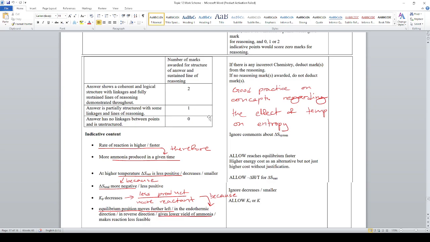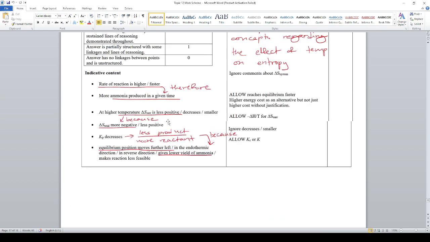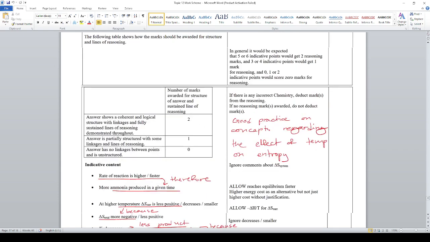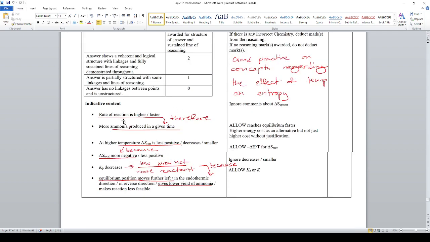This is again a good piece of write-up to use. This time the question is about entropy, to explain one advantage and one disadvantage of a higher temperature. Here I've also connected these bullet points together with joining sentences. So if you needed a little more guidance on how to organize your paragraphs, you could use that as inspiration. So rate of reaction is higher at higher temperatures. Therefore, more ammonia would be produced in a given time.